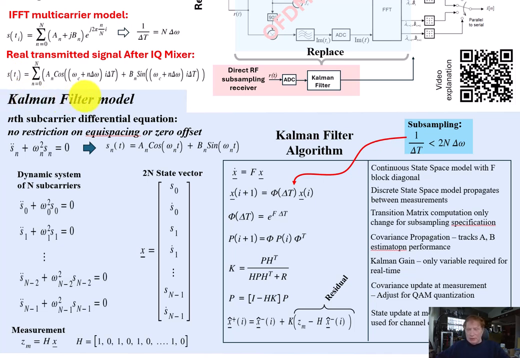Now let's look at the Kalman filter estimator in detail. The Kalman filter is fully defined by its underlying math model, and this model must be cast into a state space form. Each subcarrier can be perfectly represented by a second-order differential equation as shown here for the nth subcarrier.